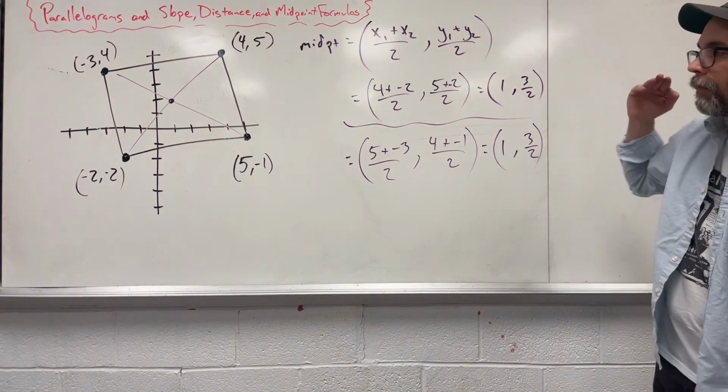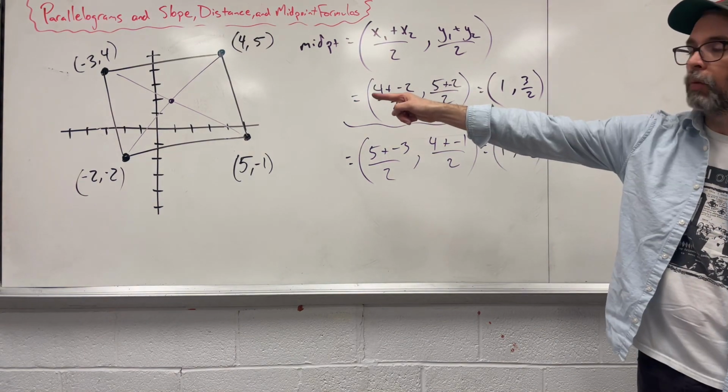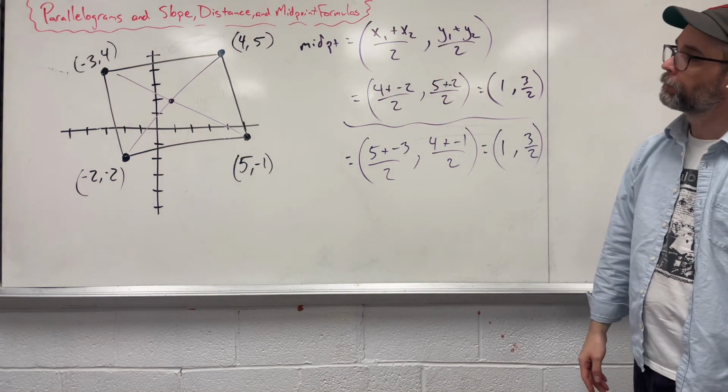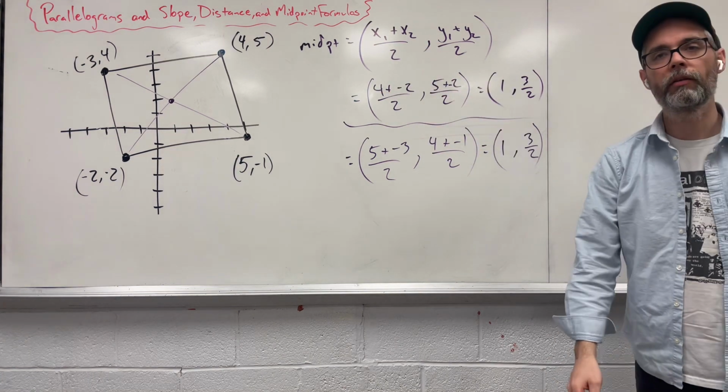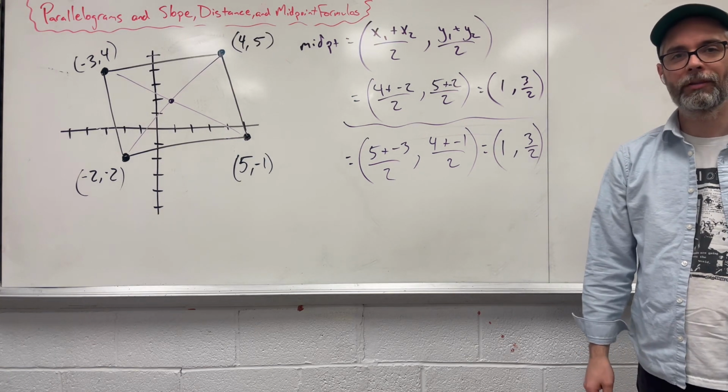As long as for both diagonals we come up with that exact same spot, we know that we have a parallelogram because the diagonals cut that thing equally in equal parts. And that's proving parallelograms using the midpoint formula.